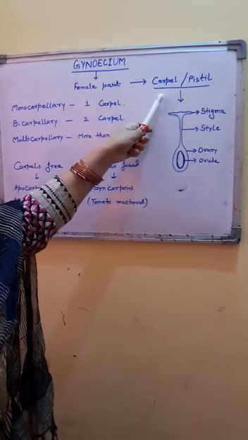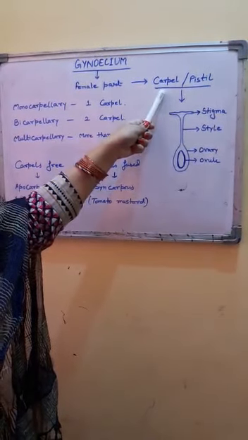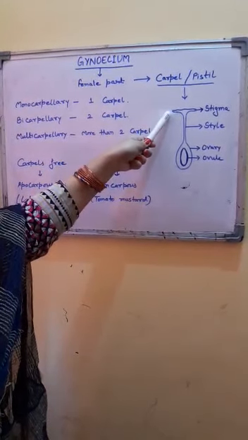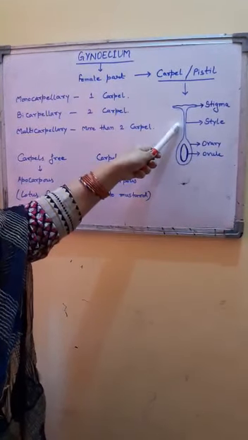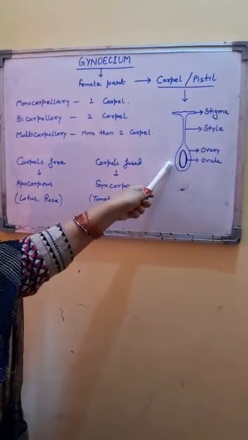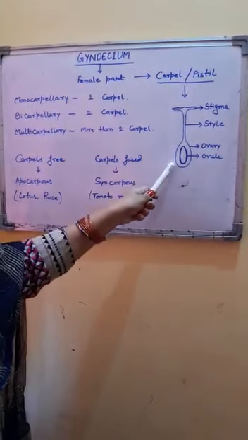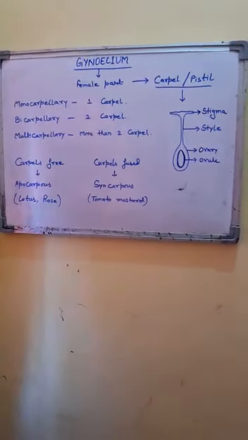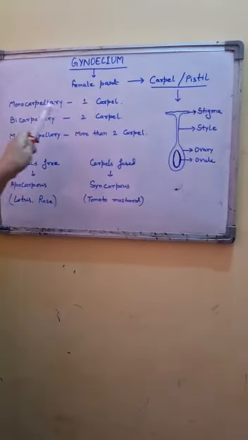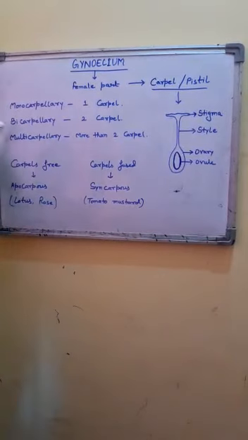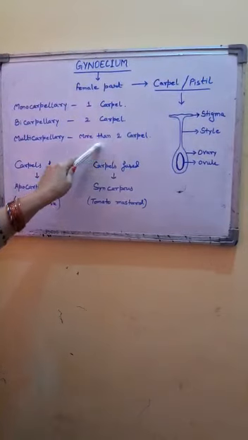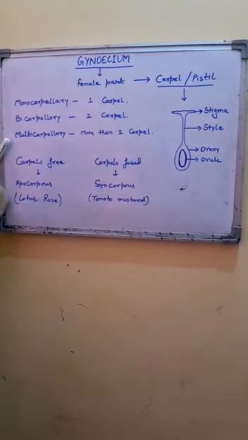So now we know about the gynoecium that it has various units. Each single unit is called carpel or pistil. Each carpel has an upper flattened structure called stigma, a middle tubular structure called style, and a basal swollen structure called ovary. The ovary contains ovule inside it. If the gynoecium has a single carpel, it is called monocarpellary. If it has two carpels, it is called bicarpellary. And if it has more than two carpels, it is called multicarpellary.